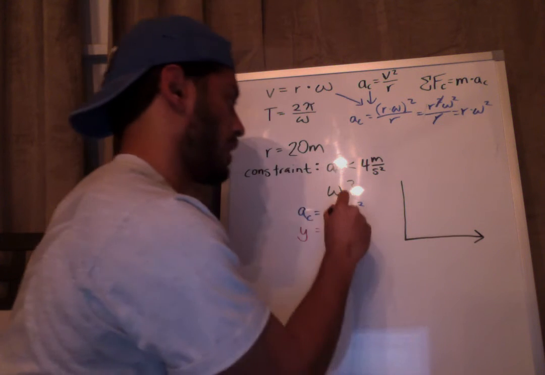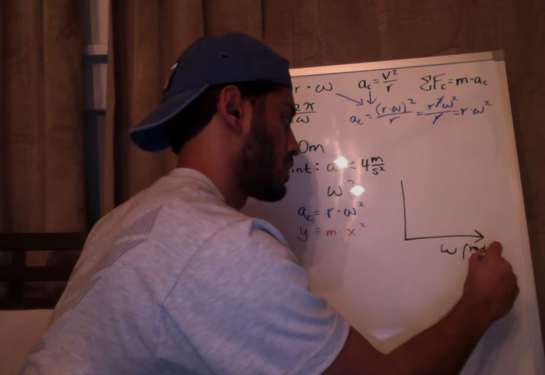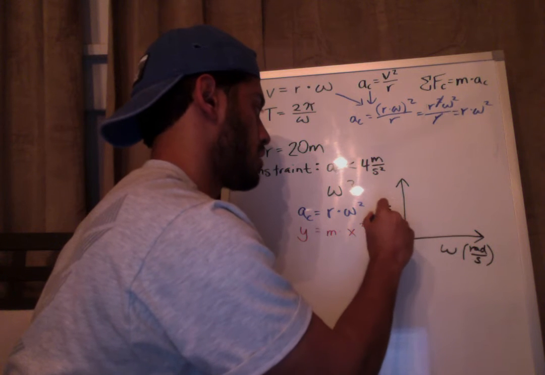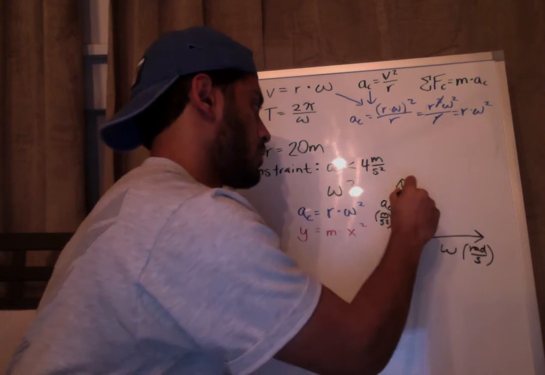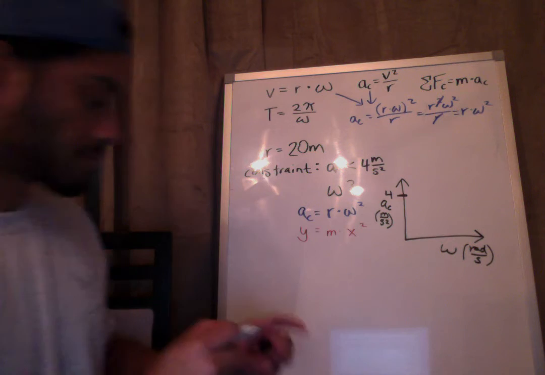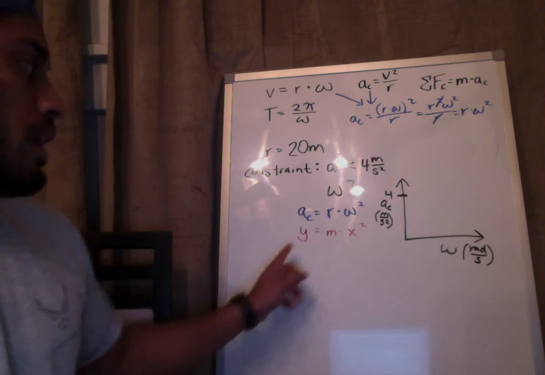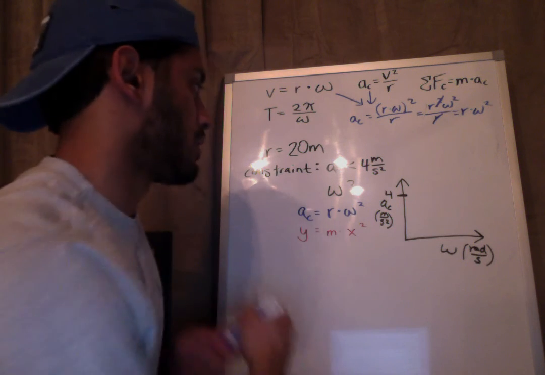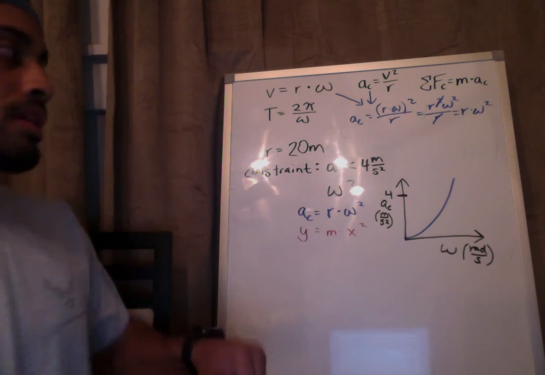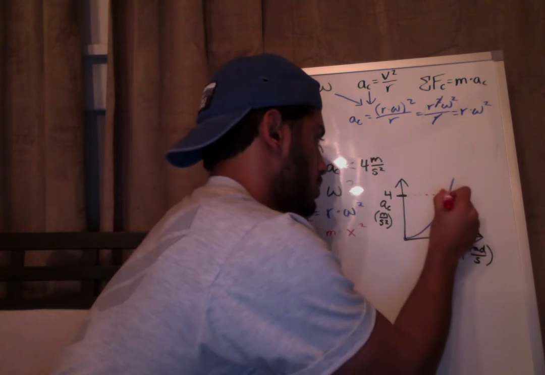Instead of x, you'd plot omega, which has units of radians per second. And you'll plot centripetal acceleration over here, which has units of meters per second squared. We'll plot this upper bound, this constraint, of 4 meters per second squared. And now, based on this x squared, we know any graph that looks like y equals m x squared will have a parabolic relationship. So let me just draw what that parabola-like thing looks like. And we know over here, we cannot exceed this centripetal acceleration of 4.